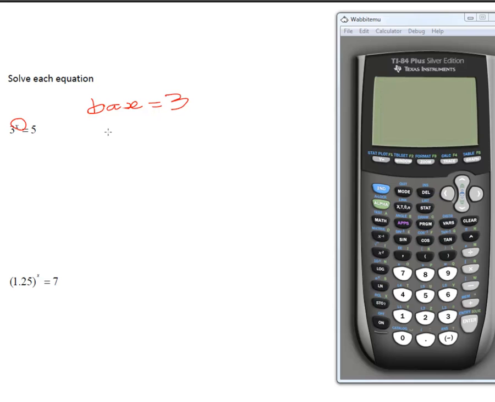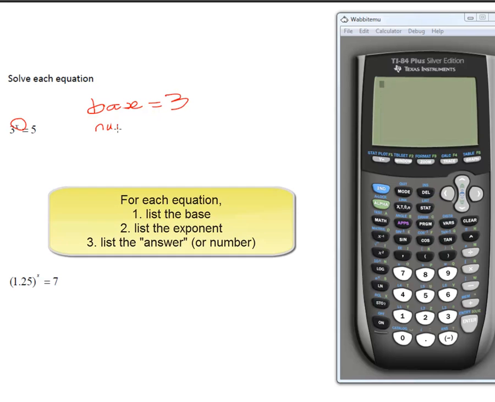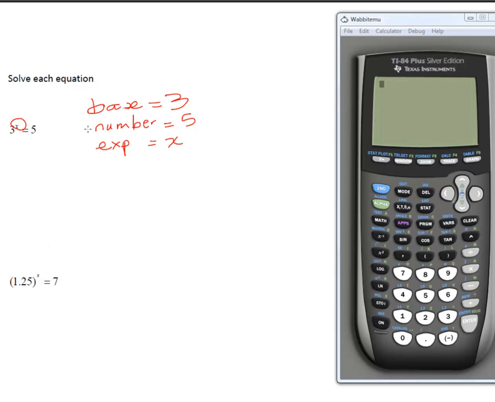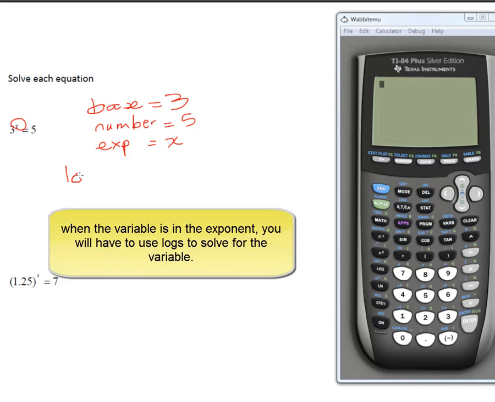But I want you to identify 3 parts of each problem. First, which one's the base? Well, the base is 3. The number or answer is 5. And the base 3 is being raised to the exponent of x. So you want to look at all 3 parts.